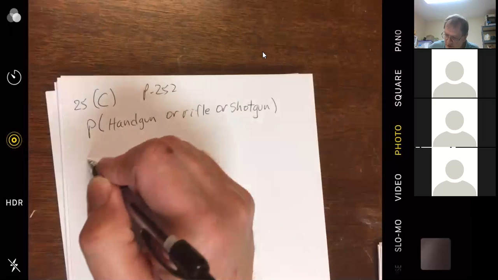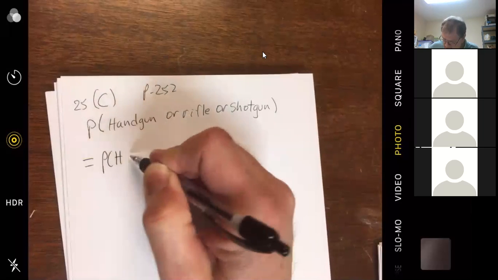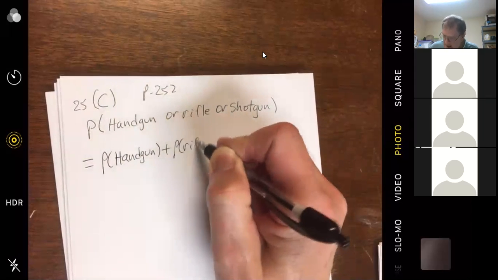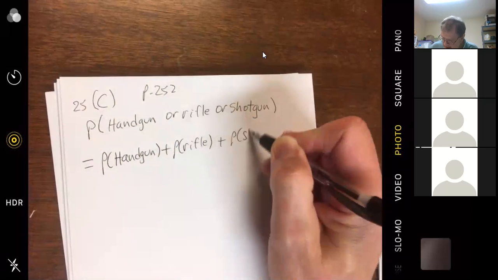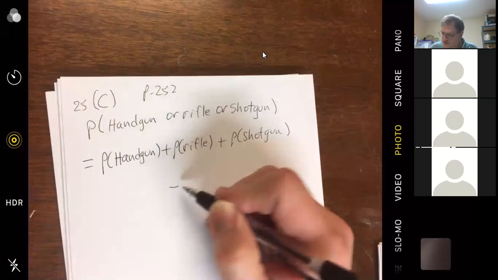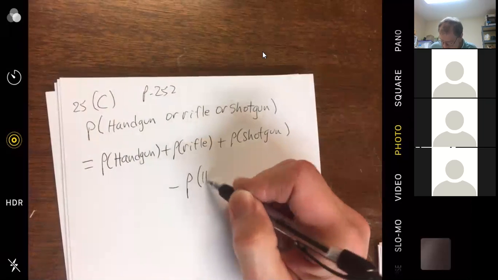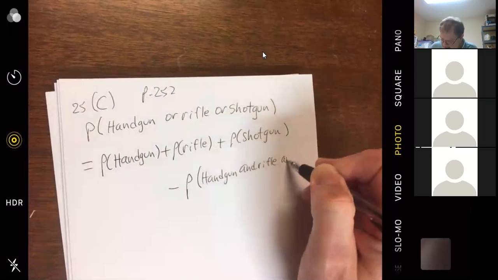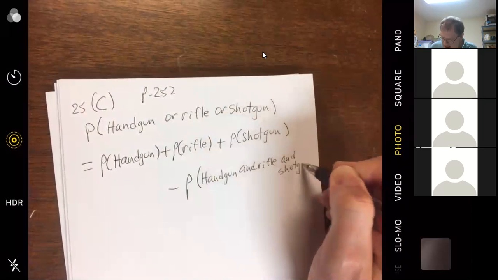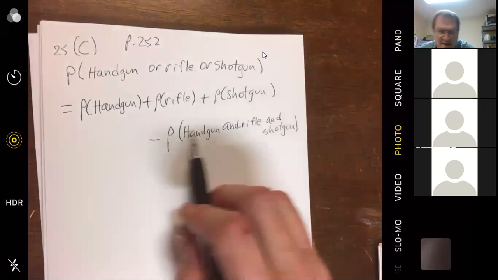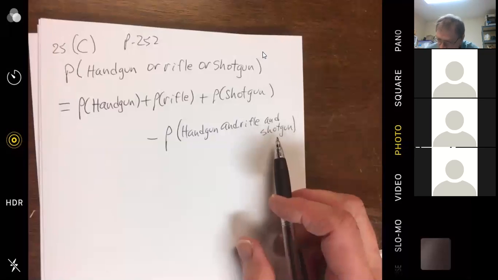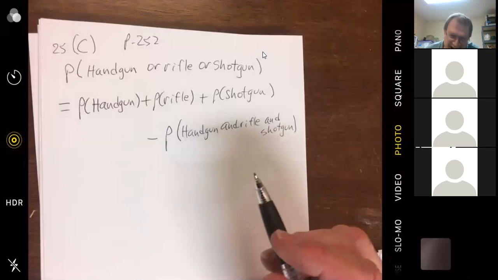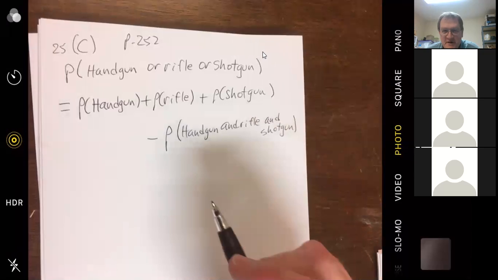All right. So this really means the probability that they used a handgun, plus the probability of a rifle, plus the probability of a shotgun, minus, once again, all three used: handgun and rifle and shotgun. And once again, is it possible to use all three things? No. Well, it actually is possible. Is it likely? No, probably not. But yeah, I mean, it's possible.